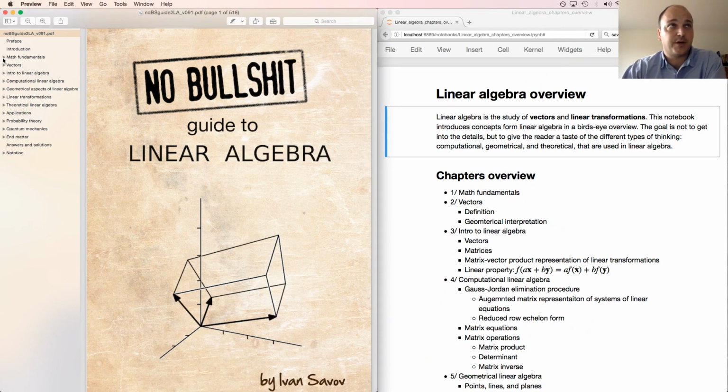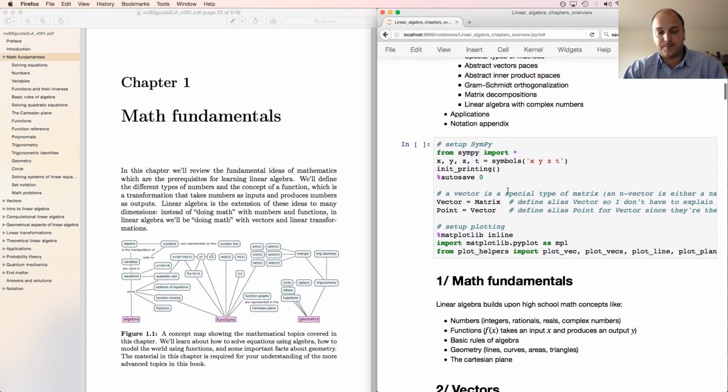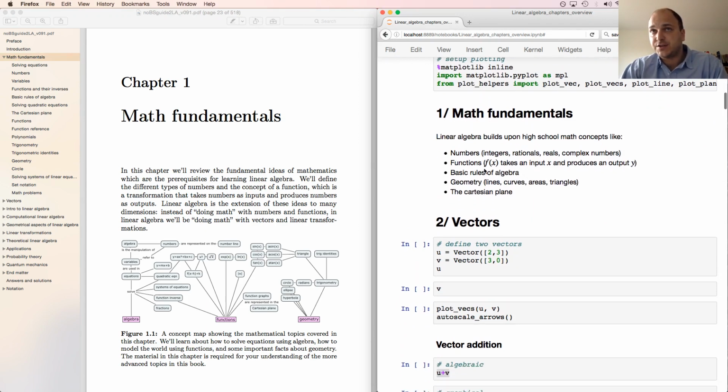Chapter 1, Math Fundamentals. This is really a prerequisites chapter. You need to know the basics about numbers, functions, and basic rules of algebra. In case you don't know, this is the chapter for you. It will review basic things like how to solve equations, quadratic equations, and different types of functions. So it's good to check out. Maybe you're a little rusty, so check out chapter 1.